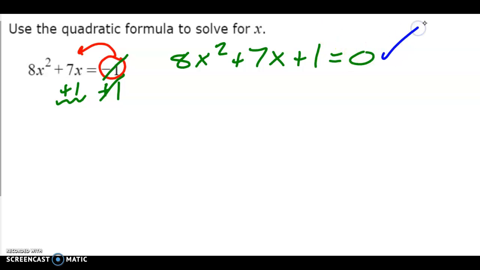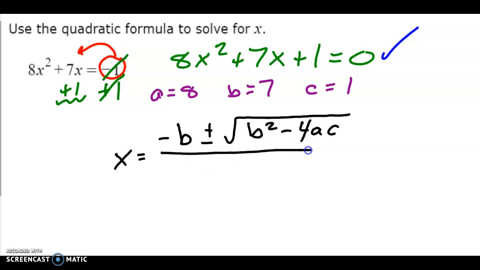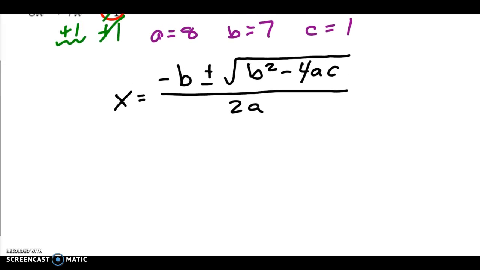Now we're in standard form, and we're able to get that a value, the b value, and the c value. So my a here is 8, my b is 7, and my c is 1. Now I'm just plugging this into that quadratic formula. So I've got x equals the opposite of b plus or minus the square root of b squared minus 4ac all over 2a.